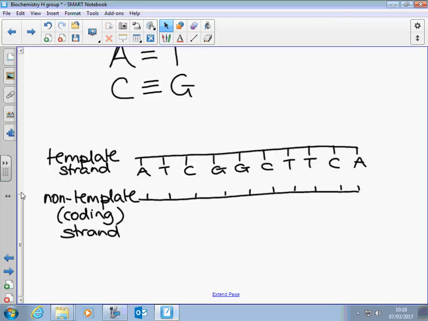If that is how it goes, so the code that we'll get on the non-template strand reads.